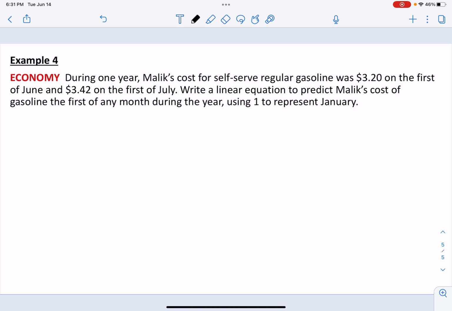Okay, let's read through that example, so you might want to pause the video and read through it. I'm going to read it right now. During 1 year, Malik's cost of self-service regular gasoline was $3.20 on the 1st of June and $3.42 on the 1st of July. Write a linear equation to predict Malik's cost of gasoline on the 1st of any month during the year, using 1 to represent January.